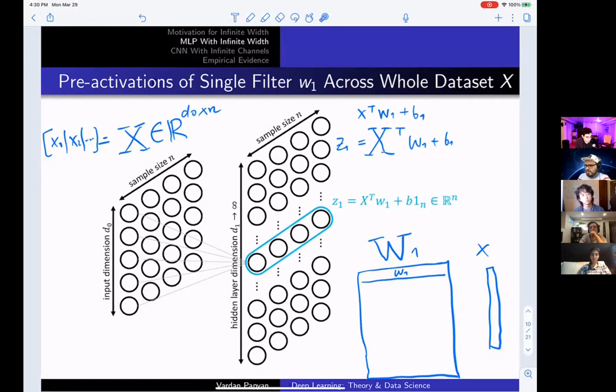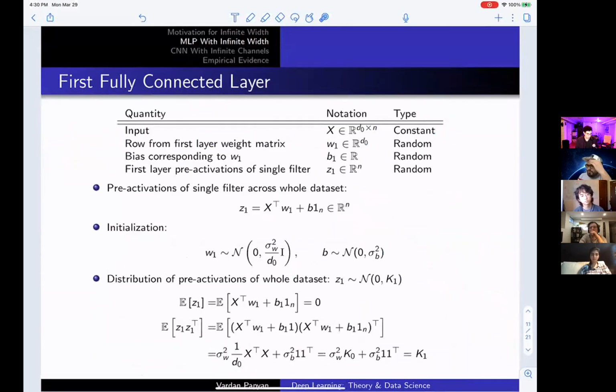So if that's clear, what we're going to do now is study a little bit what the properties of this Z1 are. So here you have a reminder of all the quantities which are in place. So we have the input matrix, which is X, which is of size D0 times the sample size N. D0 is the dimension of the input. N is the number of examples in the training data.